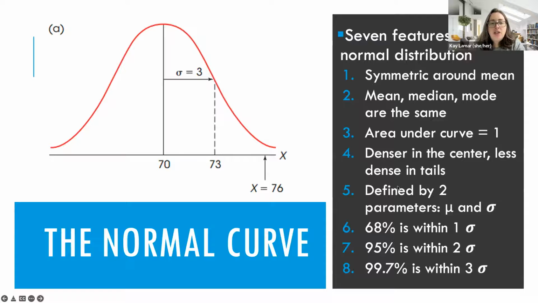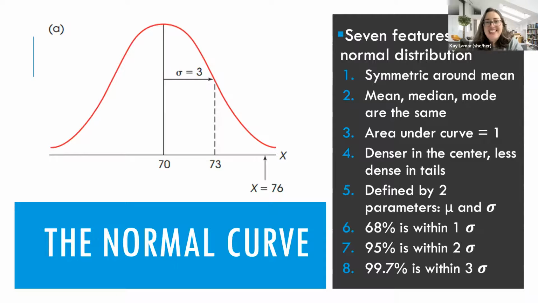So if we were to look 1 standard deviation above the mean, we would look at the mean of 70, add a standard deviation of 3, and get a score of 73. So a score of 73 falls 1 standard deviation above the mean. Now my question to you all is, what score falls 1 standard deviation below the mean on the other side?